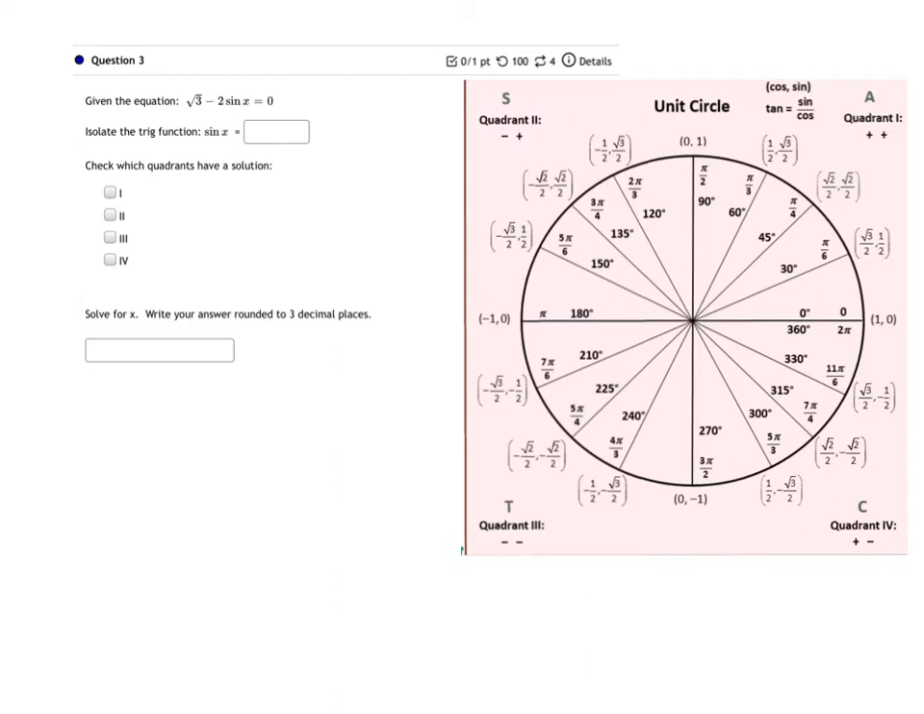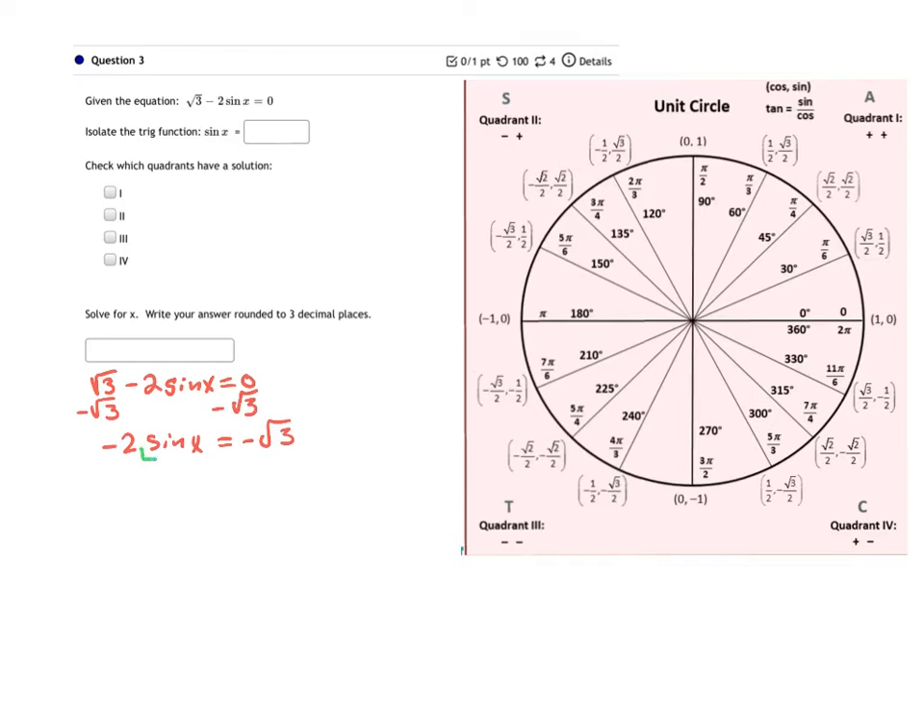Okay, let's take a look at a sine example now. So I'm going to start with the equation we have here. The square root of 3 minus 2 times the sine of x is equal to 0. So I'm going to subtract the square root of 3 from both sides. That will leave me with negative 2 times the sine of x is equal to negative square root of 3.